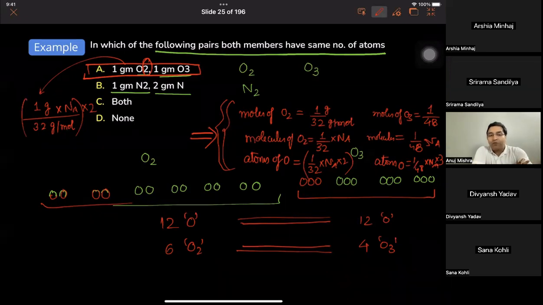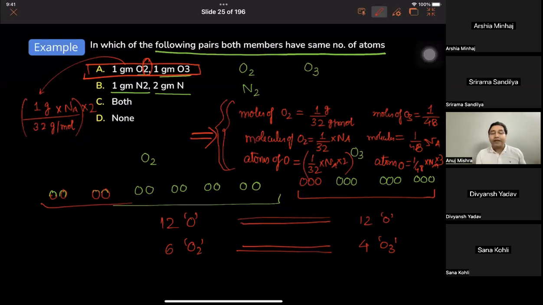Yes, O2, sir. See, if it is water, you can't say the same thing. Like I write water and ammonia and mass is same, atoms will be same. That's a wrong statement. But if the make is same, O2 is made up of what? O atoms. O3 is made up of what? O atoms. Yes, sir. Collecting three atoms together. And if mass is same for both the cases, number has to be same.